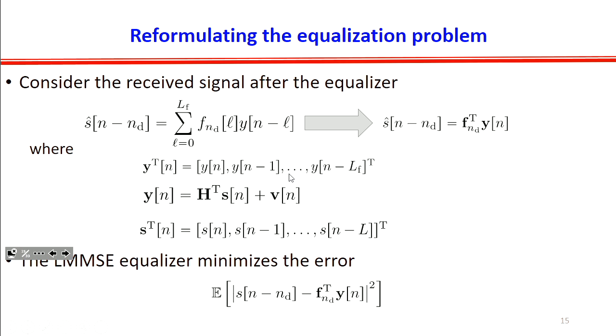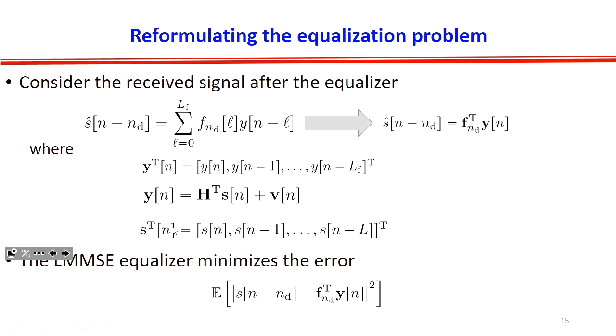The last line, yes. Choose Nd that minimizes this expectation. Right? Yep, that's right. You can say that, because you choose the equalizer length Lf that minimizes this error vector. So that is the criterion. So Nd is a result of the choice you make for the equalizer length.